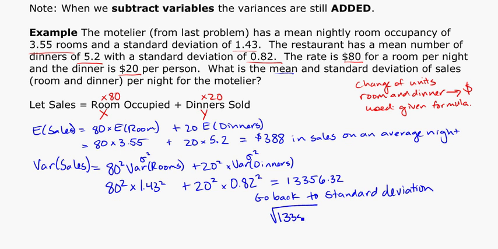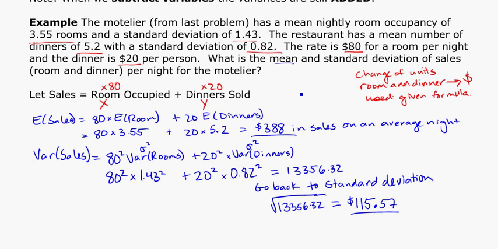So 13,356.32 square rooted is going to be equal to $115.57. So the mean sales on an average night is $388, and the standard deviation of that is $115.57. So again, that's telling us that on average he'll get the 388, but some nights he'll have a lot more, and some nights he'll have a lot less, and that 115.57 tells us that there's actually a pretty big swing, because that's not that much smaller than the average.